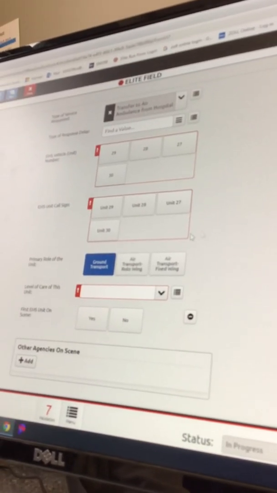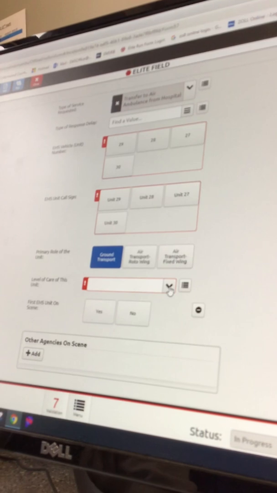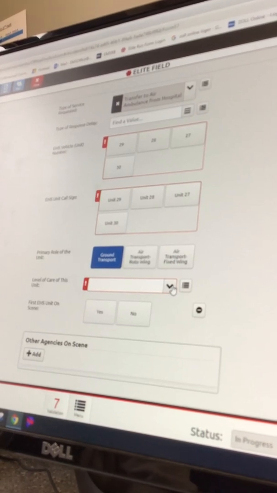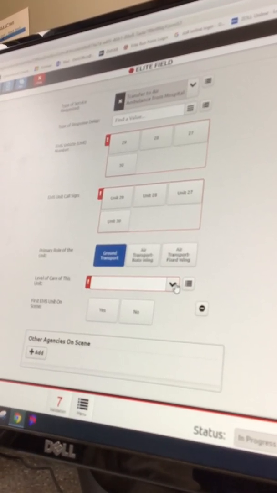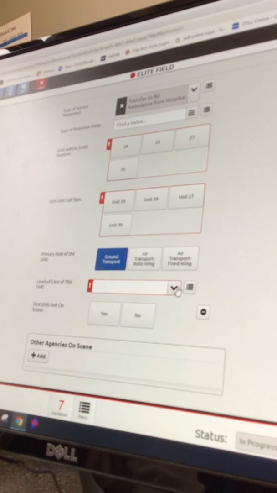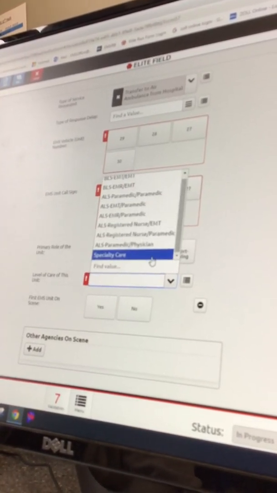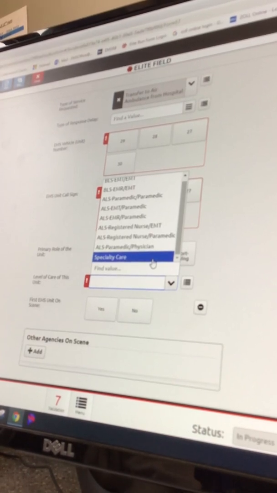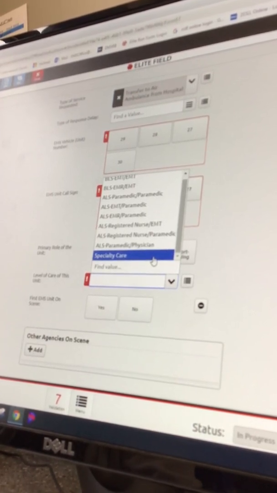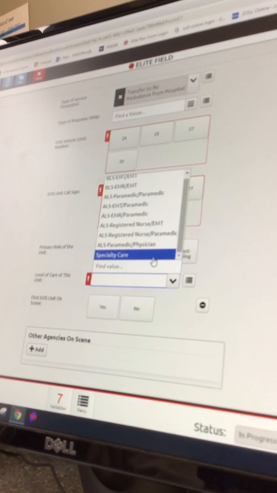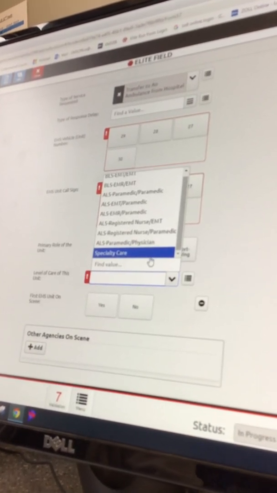The next one is the level of care of this unit. Again, this is still under the ambulance responding tab under incident information. This is where we were reporting specialty care. We are no longer going to do that because we are going to know what flight staff is coming in.